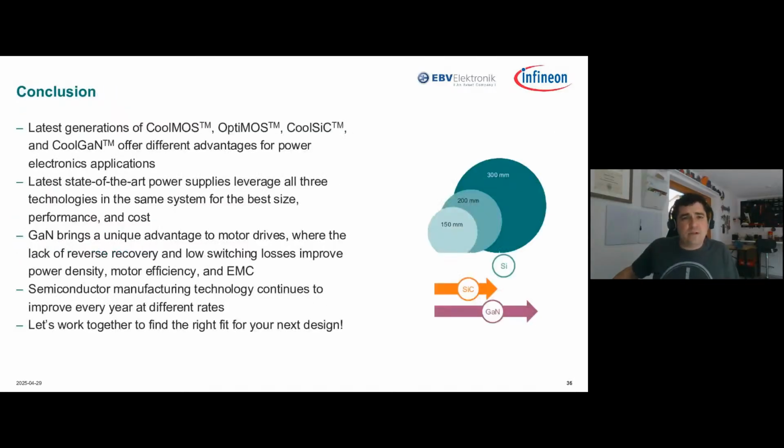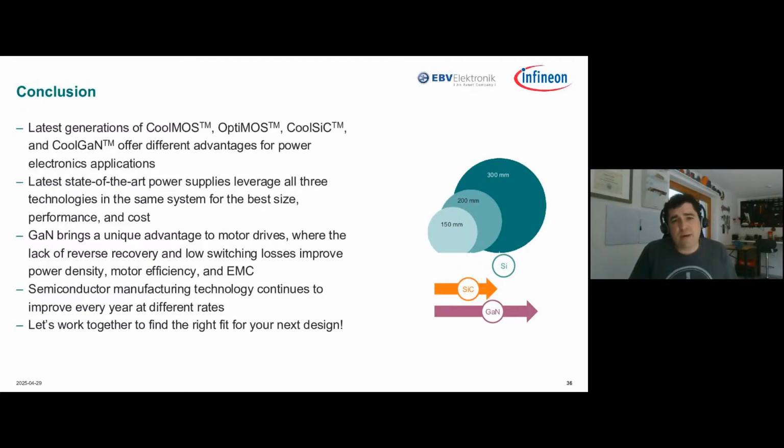So with that, I'd like to conclude. I most recently here just talked about GaN for motor drives, but really this is about how our CoolMOS, OptiMOS, CoolSiC, and CoolGaN all offer great advantages for power electronics. We have state-of-the-art topologies and system solutions that show how you can leverage all three semiconductor technologies in the same system or in different systems. You can partition lots of different ways to achieve the best size, performance, and cost.